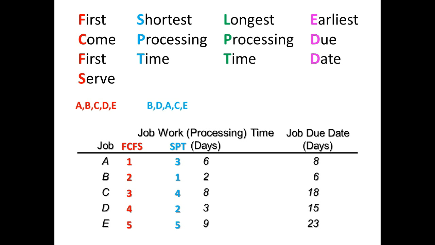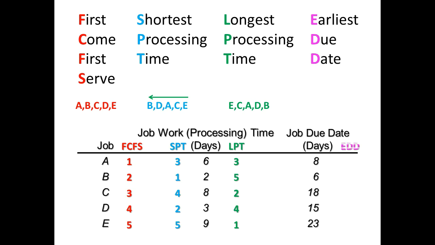For longest processing time, the job with the longest processing time is processed first. Job E has the longest processing time, which is 9 days, followed by C 8 days, A 6 days, D 3 days, and B 2 days. The sequence of jobs using longest processing time is E, C, A, D, B, or simply the reverse of the shortest processing time sequence.